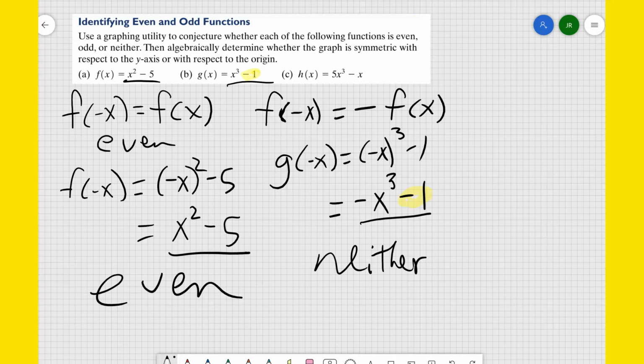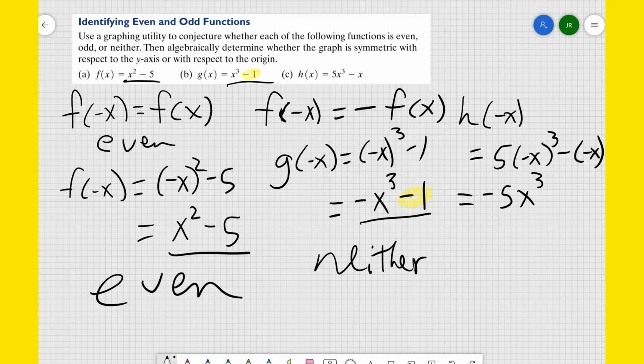Part C, we're going to do h of negative x. That was 5 times negative x to the third minus negative x. So I plugged in negative x in the place of x. Again, negative x times negative x times negative x is negative x to the third. We multiply that by 5, we get negative 5x to the third. Minus negative x is plus x.